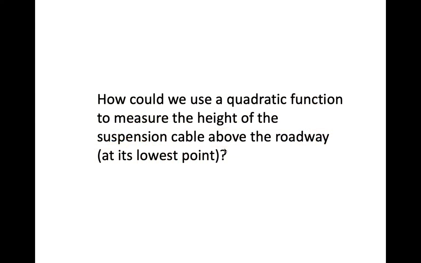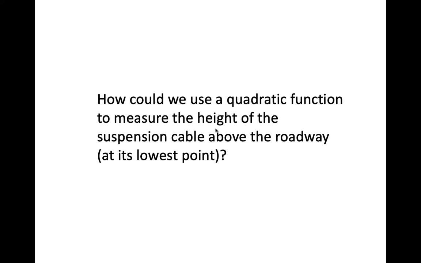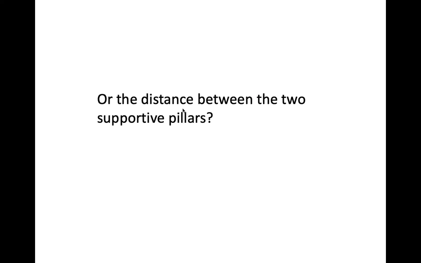So we're going to look at two particular questions. How could we use a quadratic function to measure the height of the suspension cable above the roadway at its lowest point? As soon as you see that, you realize it's going to have something to do with the vertex. The second question is, how can we measure the distance between the two supportive pillars? Once again, the vertex is going to come to our rescue.